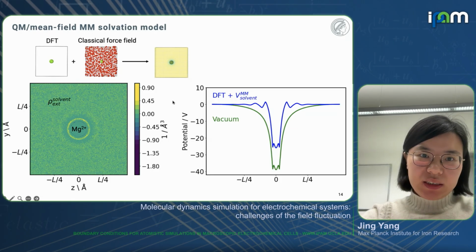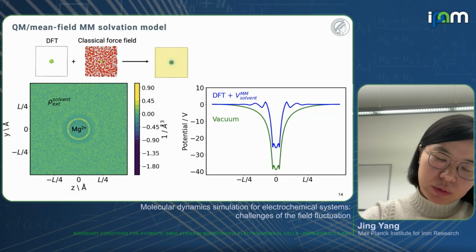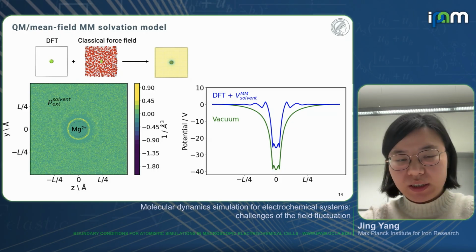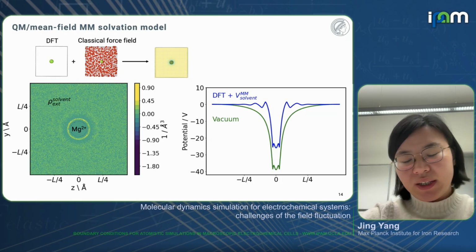So then this kind of VASP plugin allows you to do a very fast change if you want to try different implicit solvation models, which are not provided by VASP as it is.